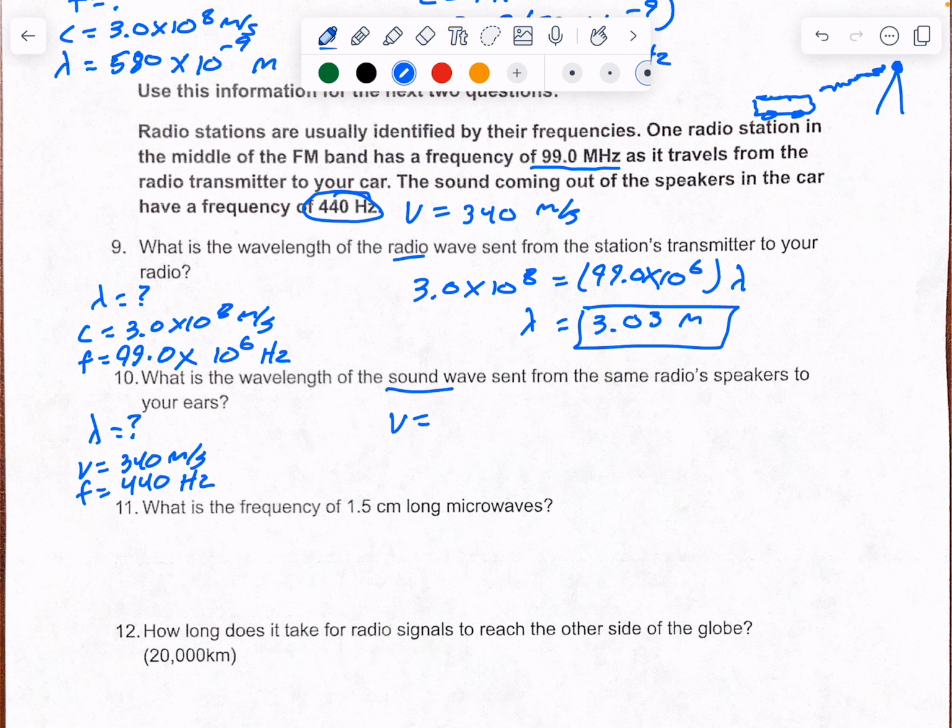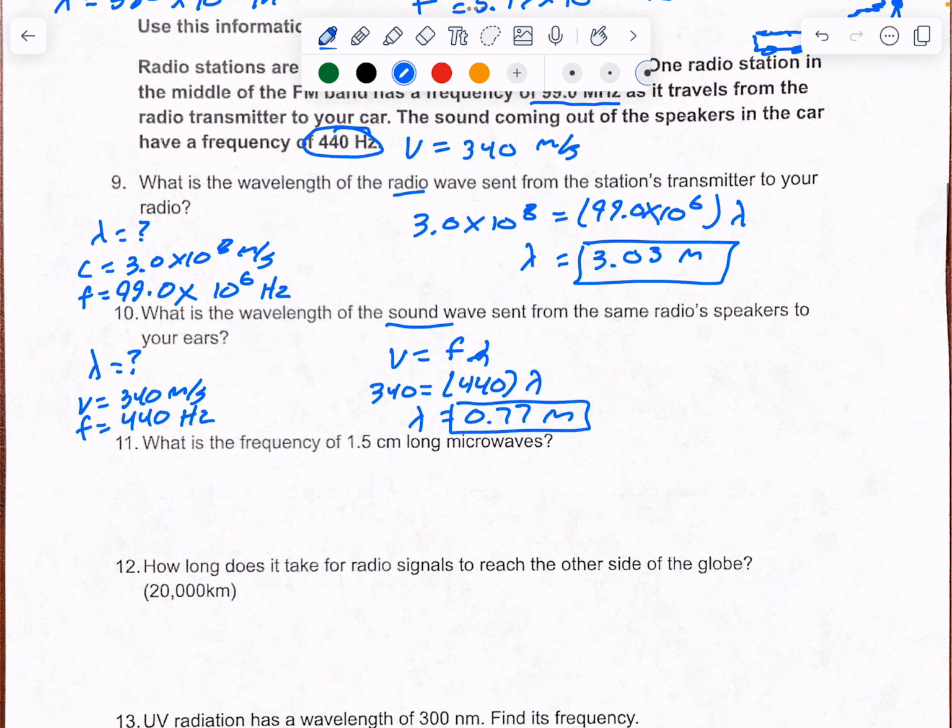So we're going to use velocity equals frequency times wavelength. Okay, so velocity is going to be 340. Frequency is 440. And wavelength, we don't know. Divide both sides by 440, and you get a wavelength of 0.77 meters.